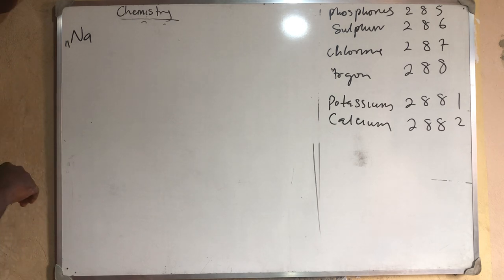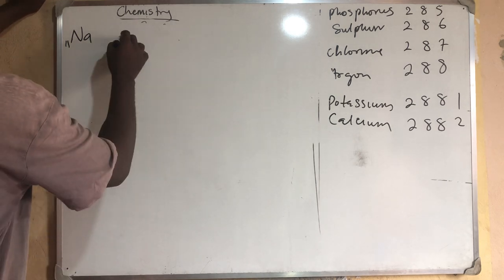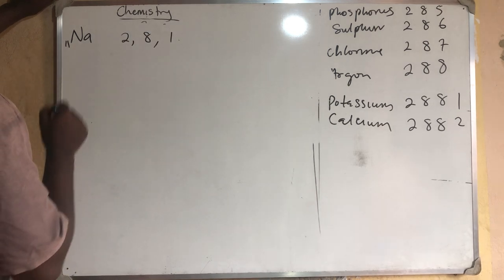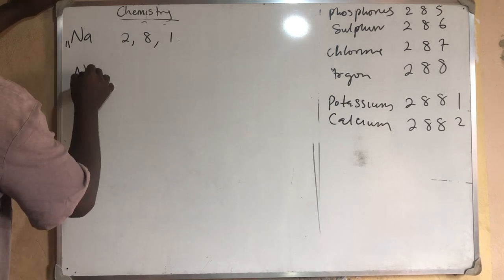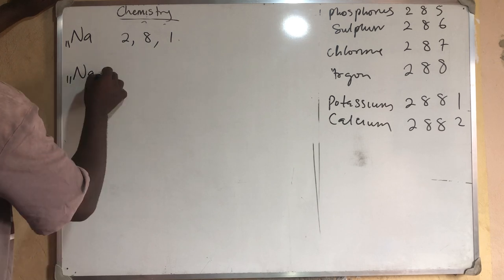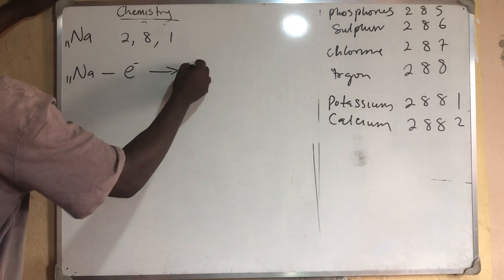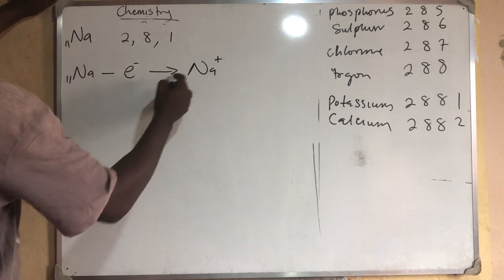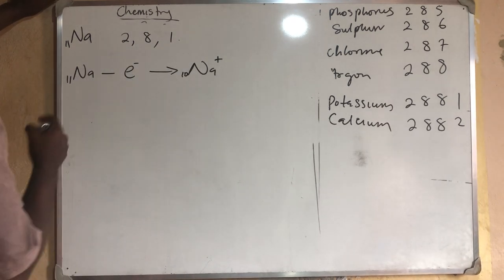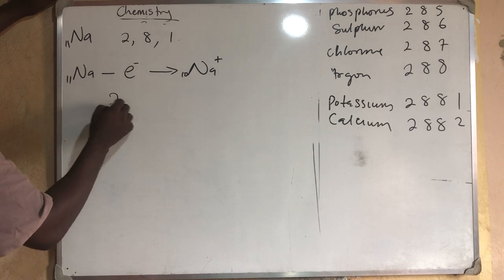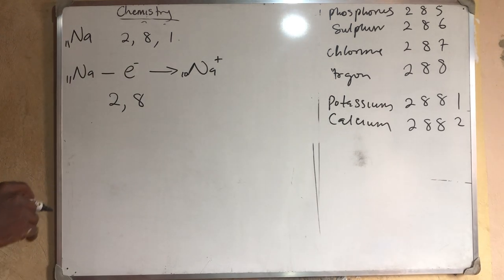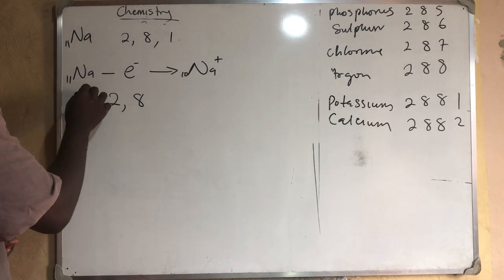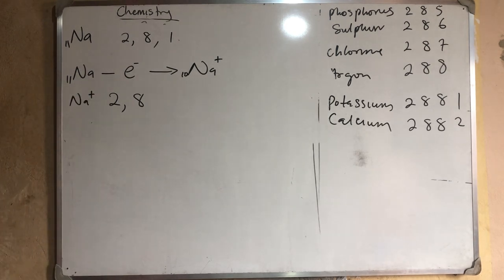If you want to write the electronic configuration of sodium, it's going to be what? 2.8.1, is it not true? But if you remember that Na loses one electron to become Na plus, one electron is out. So what I have here is 10. You see that the electronic configuration of the ion, Na plus, becomes 2.8.